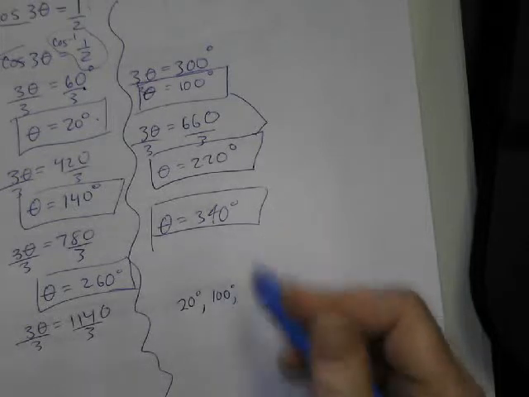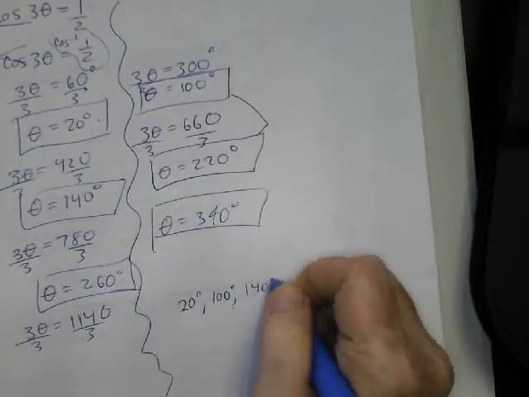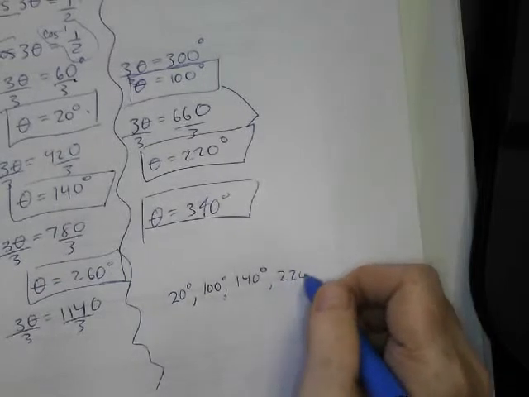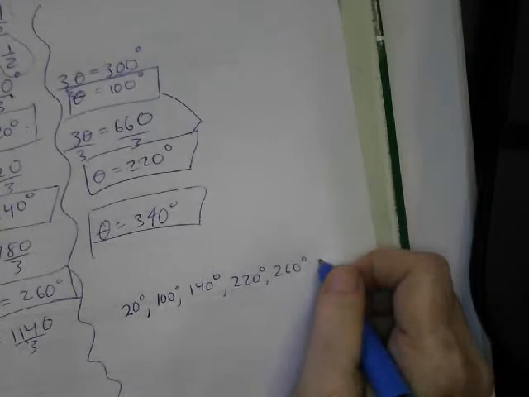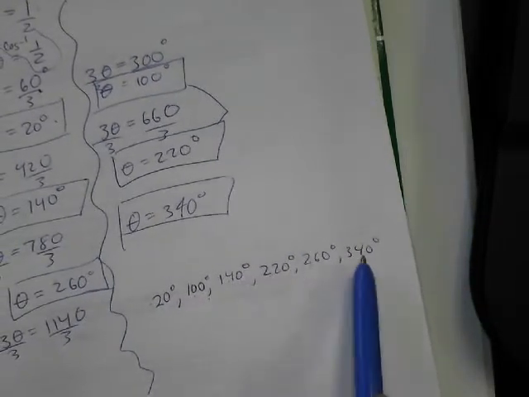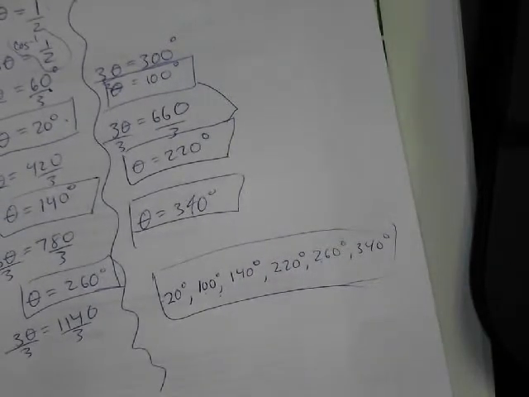So that's good. Okay, so there's 20, there's 100, there's 140. I'm just writing these in order. There's nothing different about it. 220, 260, and 340. Is that all of them? We got 6. 1, 2, 3, 4, 5, 6. Just because they list them like that in the answer key. Okay, there was that one.